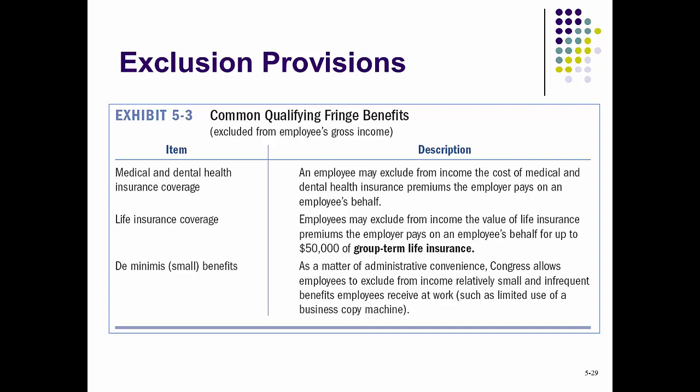Also the life insurance coverage: employees include in income the value of life insurance premiums above a limit. And then also de minimis benefits, which are really small. For example, using the employer's pens, or having a cup of free coffee at work provided by the employer. That will be okay, as long as they're not substantial, so that will meet the de minimis benefits definition.